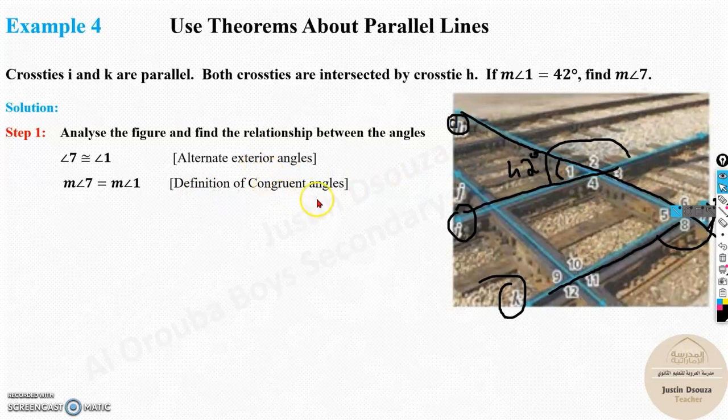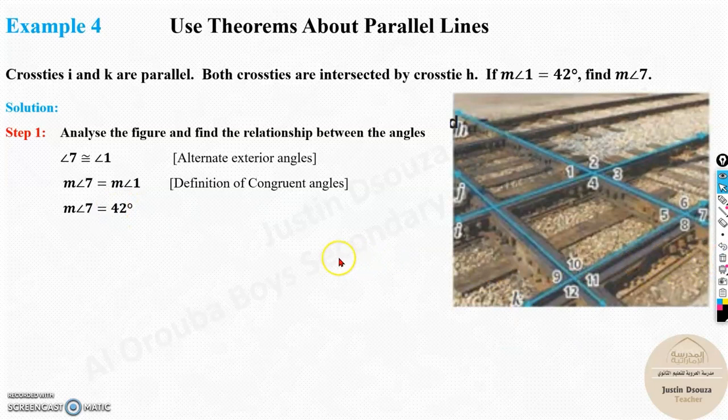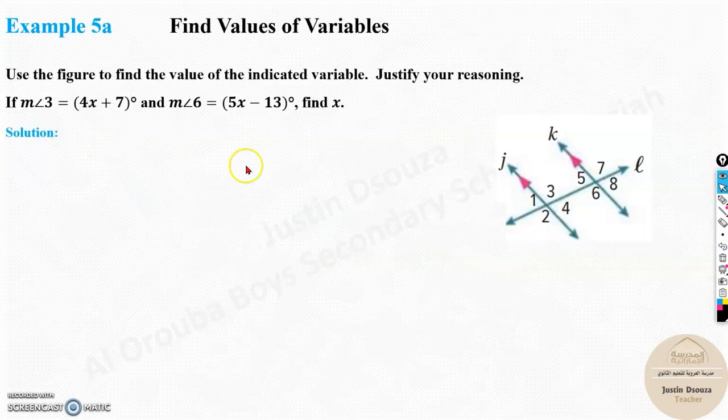From the congruent angles theorem, we had seen the measures must be equal. So that means if angle 1 is 42, even the measure of angle 7 must be 42. That is the answer. It's a very simple, basic one. Now, let us see another one over here.